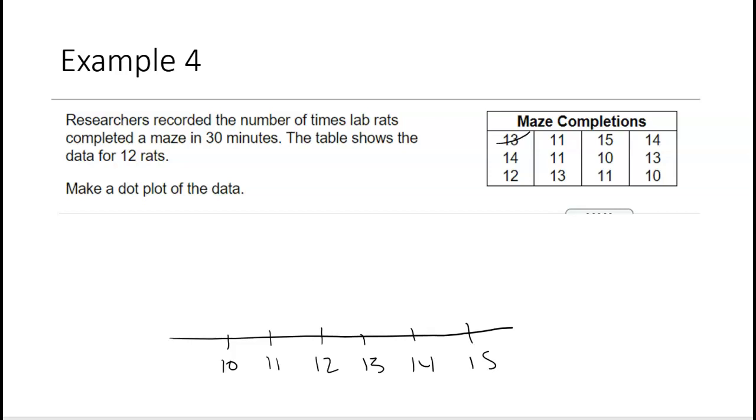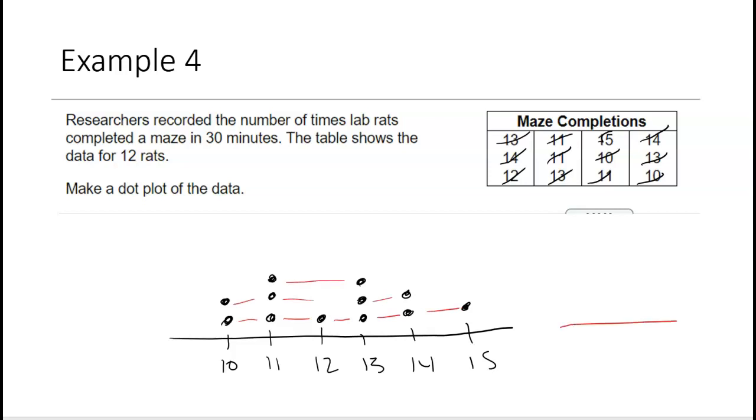So 13, 11, 15, 14, 14, 11, 10, 13, 12, 13, 11, 10. And try your best to keep them along the same line. So if you see here, they're kind of all along the same line, so it's easier to compare.